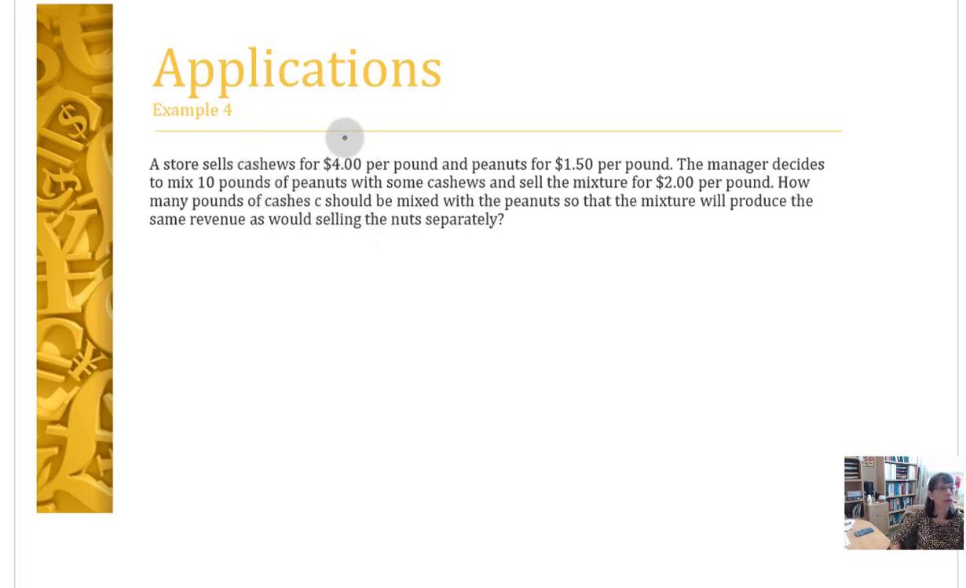So when we scan, we notice some of the numbers have dollar signs, and some of the numbers here don't have dollar signs, but they're followed by the word pounds. So we have two categories of numbers. We've got pounds, and we have dollar value. What we're mixing are cashews and peanuts, and the mixtures have different dollar values.